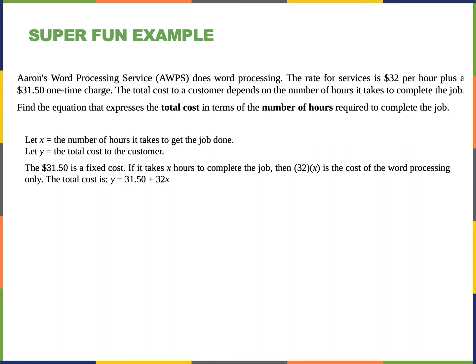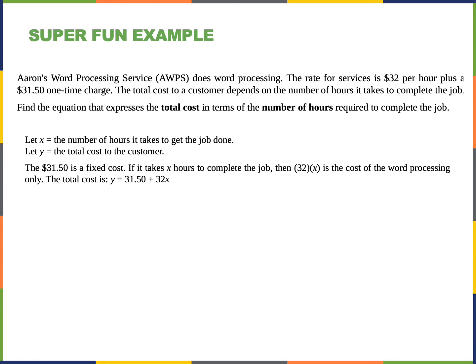Okay, so let's do a super fun example. Aaron's word processing service does word processing. The rates for services are $32 per hour plus a one-time charge of $31.50. So the total cost to a customer depends on the number of hours it takes to complete the job. So let's find an equation that expresses the total cost in terms of the number of hours required to complete the job. So now we have a way to describe how much they're going to charge a customer, right?